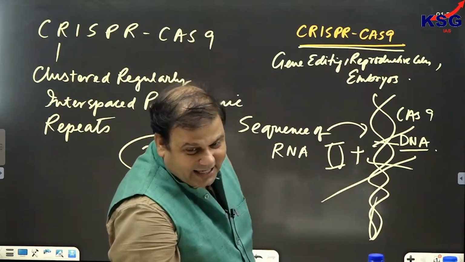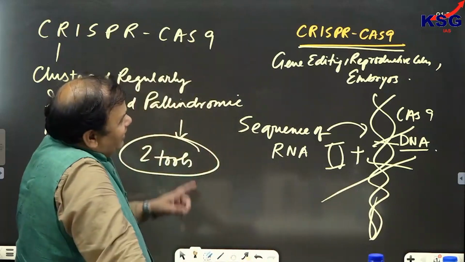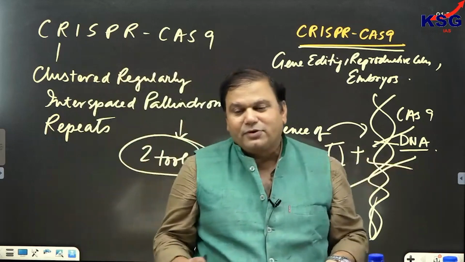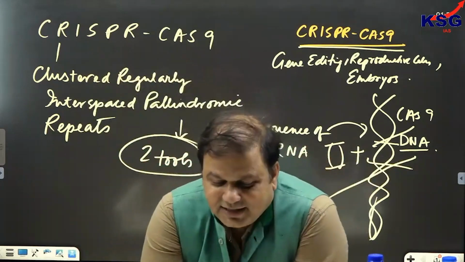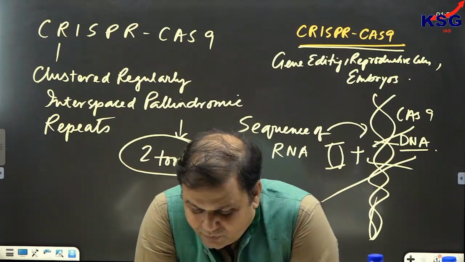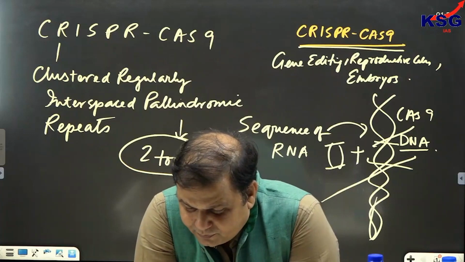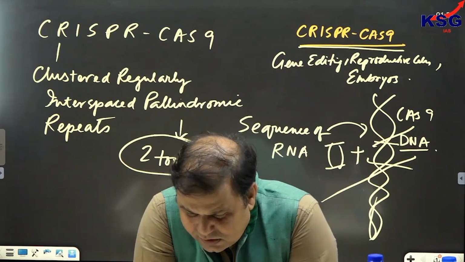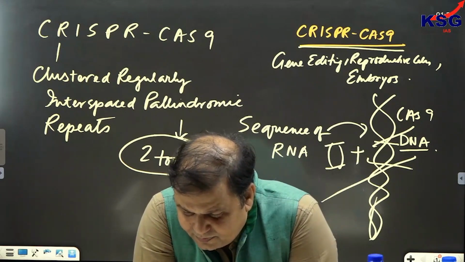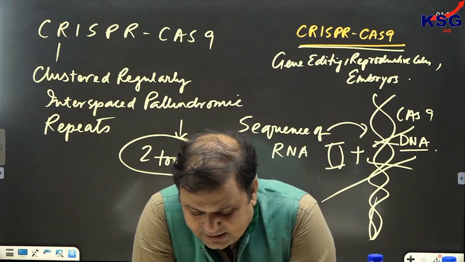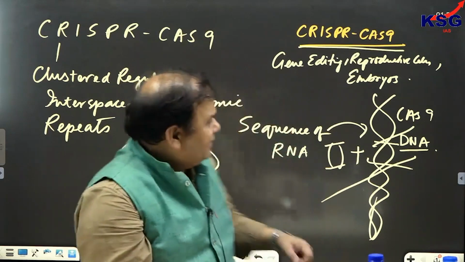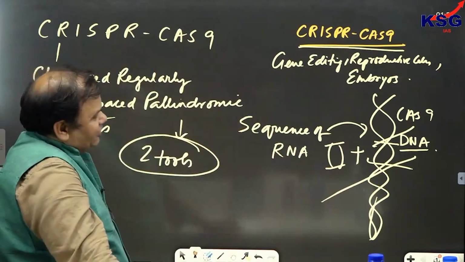Clear? Cas9 is acting as what? Molecular scissor, and in the reproductive cells we can see gene editing can be conducted. Clear? So Cas9 is acting as a molecular scissor. So we can see that this is called CRISPR-Cas9 technology.